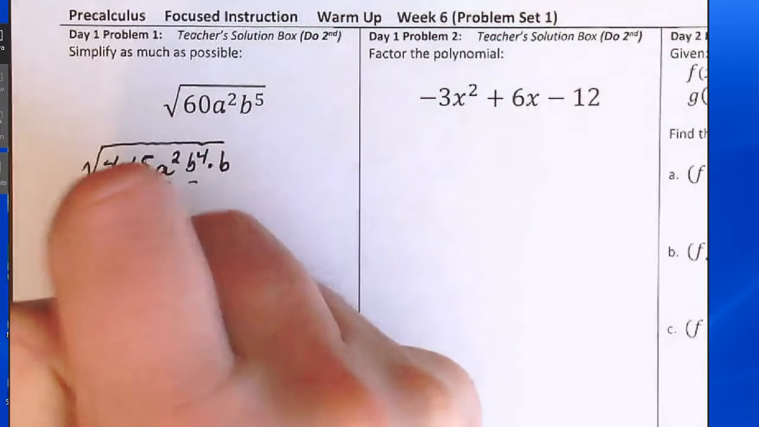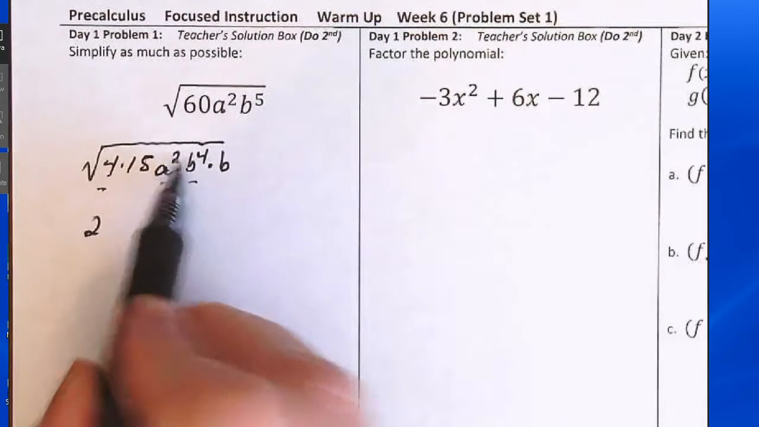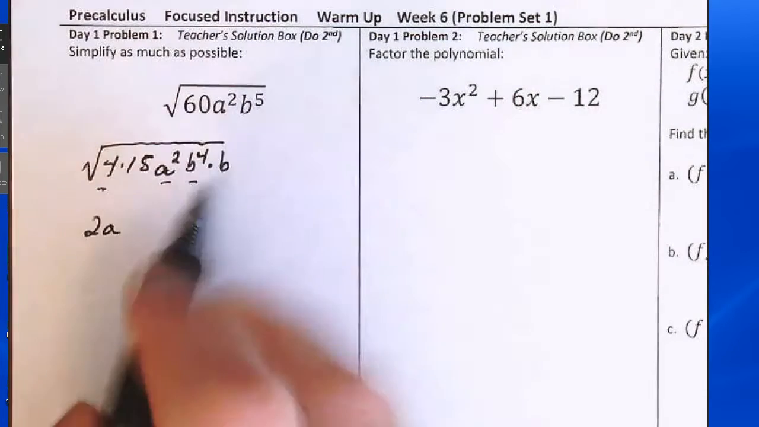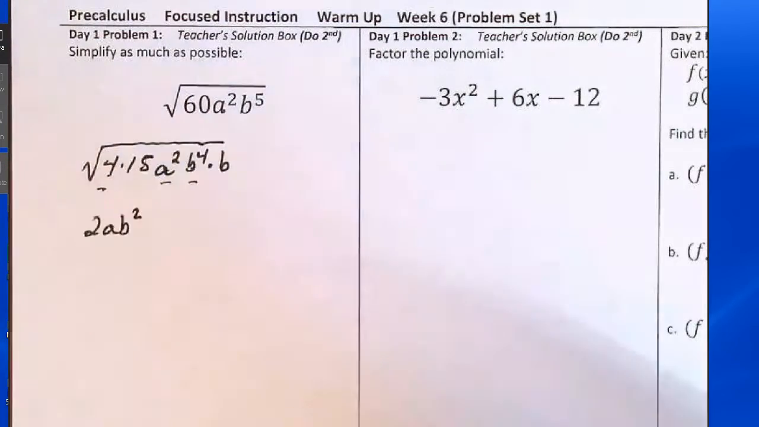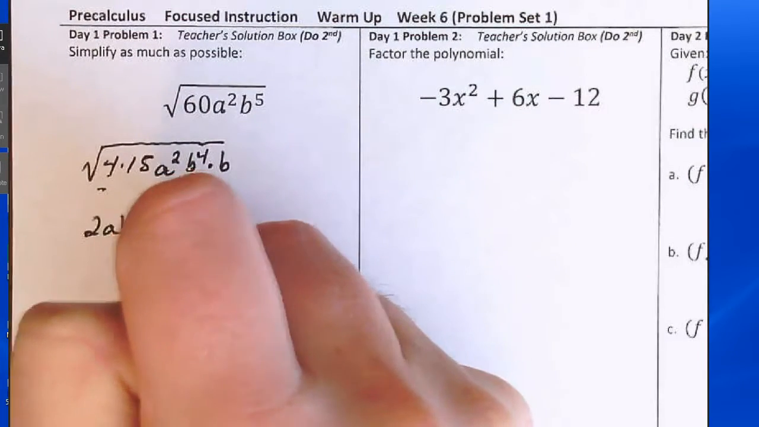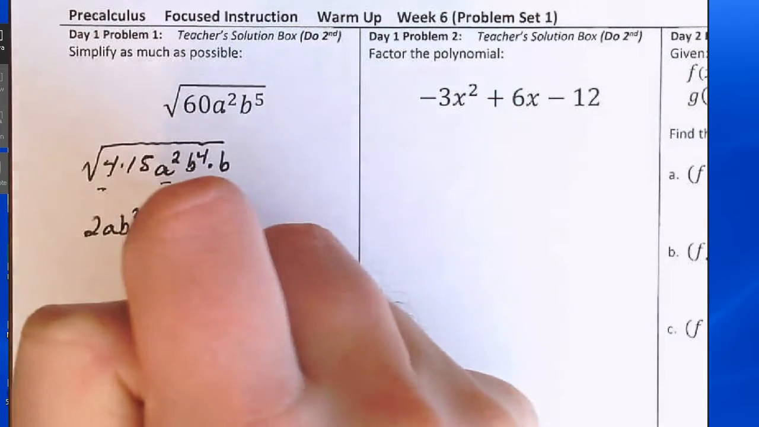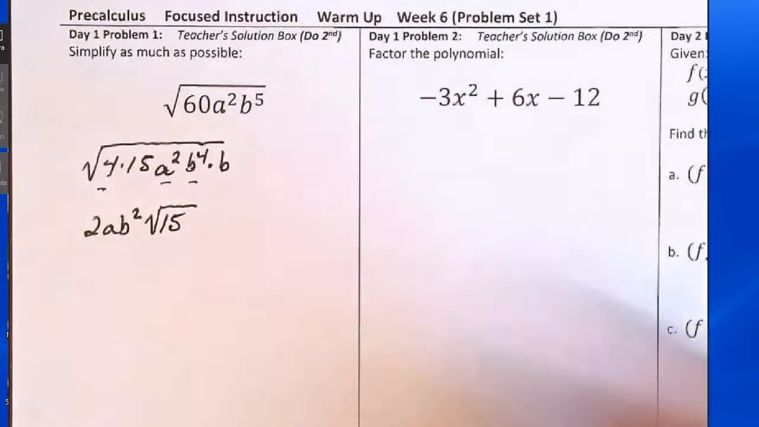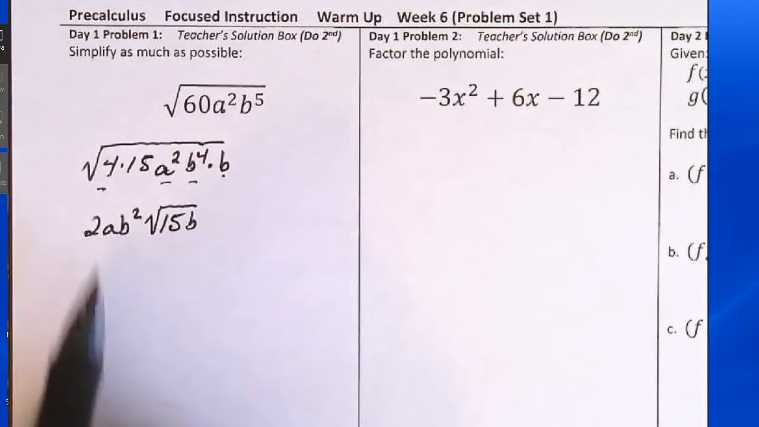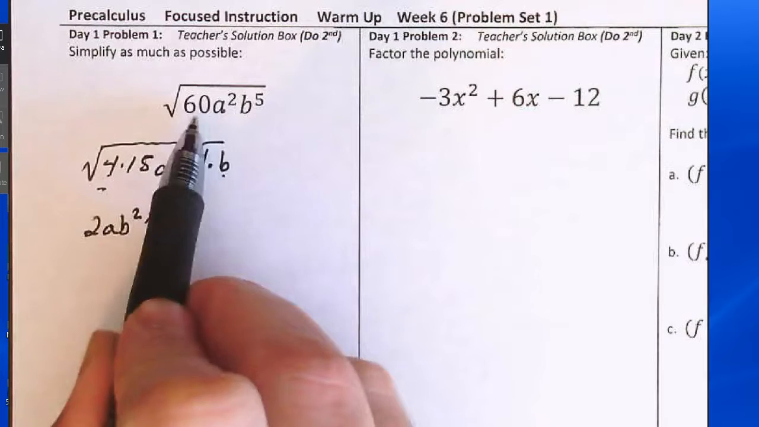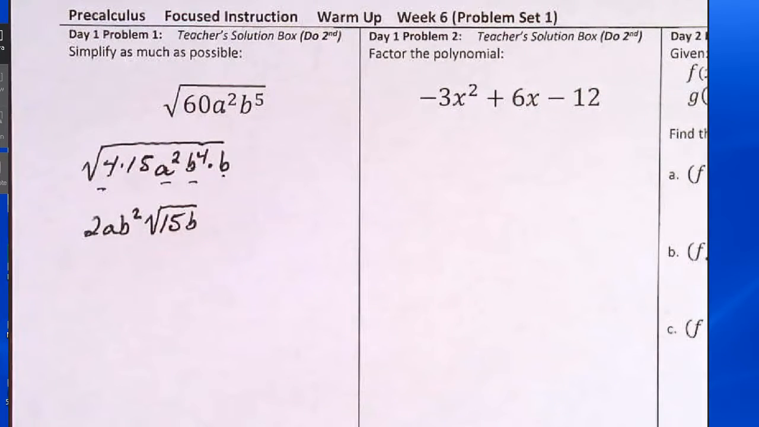Square root of 4 makes 2. The square root of a squared is a. The square root of b to the 4th power is b to the 2nd power. And then there are a couple factors that we'll leave inside of a square root symbol. The 15 and this b right here. And so here is the simplified form of the original expression.